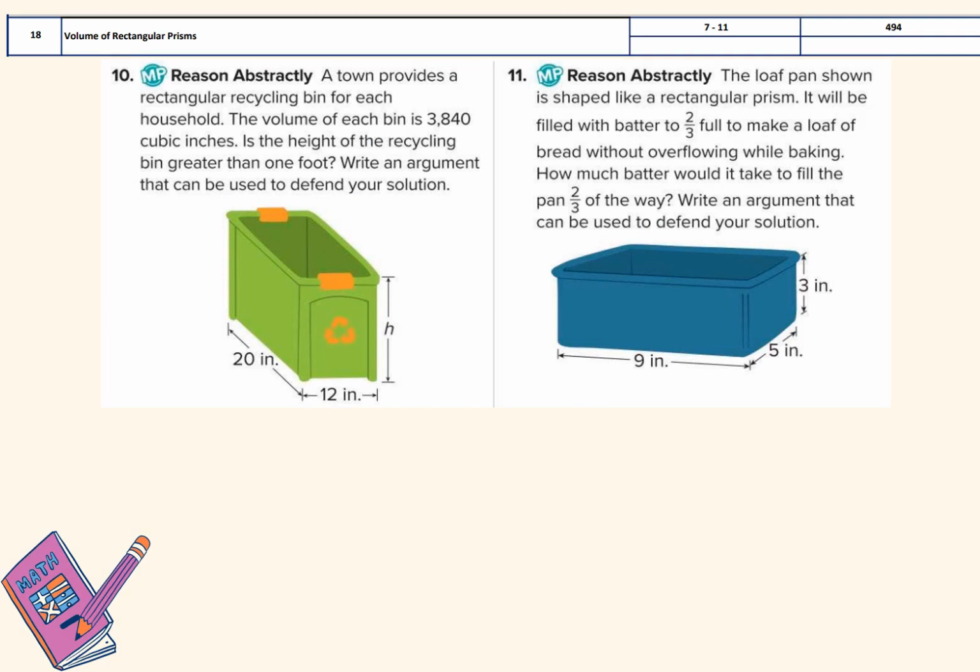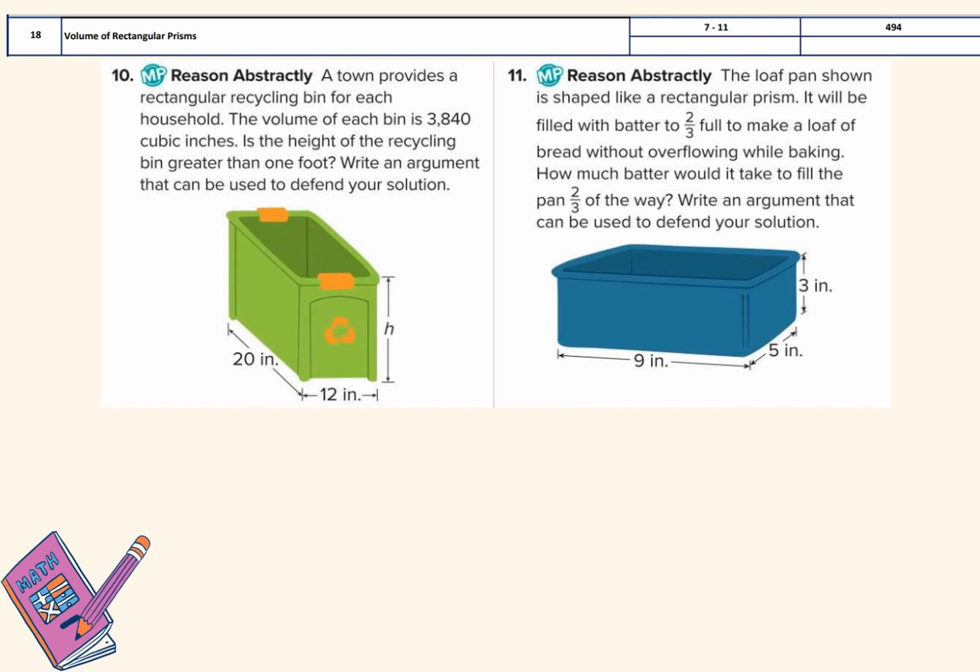Question number 10. A town provides a rectangular recycling bin for each household. The volume of each bin is 3,840 cubic inches. Is the height of the recycling bin greater than 1 foot? Write an argument that can be used to defend your solution.